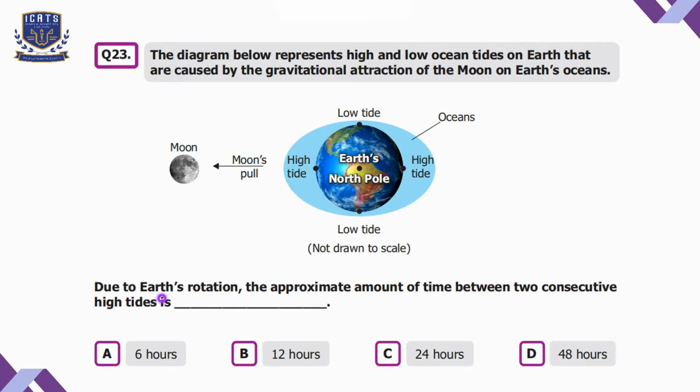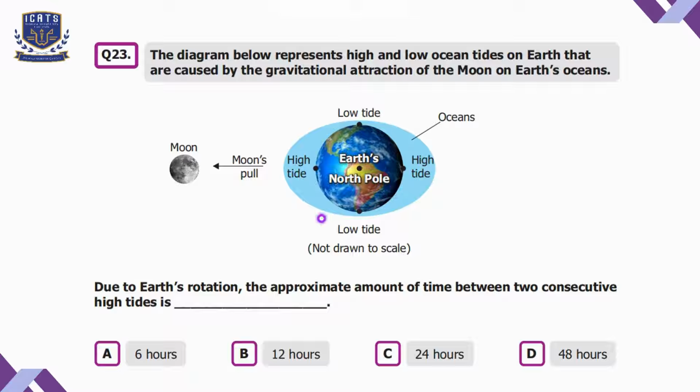Question number 23. The diagram below represents high and low ocean tides on Earth that are caused by the gravitational attraction of the moon on Earth's ocean. Due to Earth's rotation, what is the approximate amount of time between two consecutive high tides? So before checking the options, let's look at the diagram. Here the moon's gravity pulls water around it. It makes the high tide on the side of the Earth facing the moon. But there is also a high tide on the opposite side of the Earth because the solid Earth is pulled slightly away from the water there.